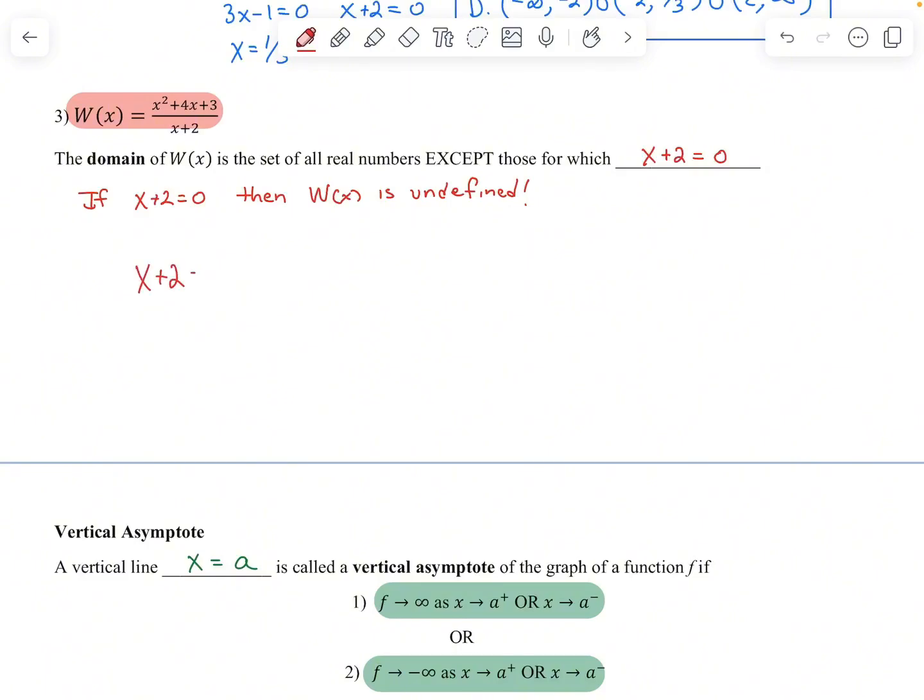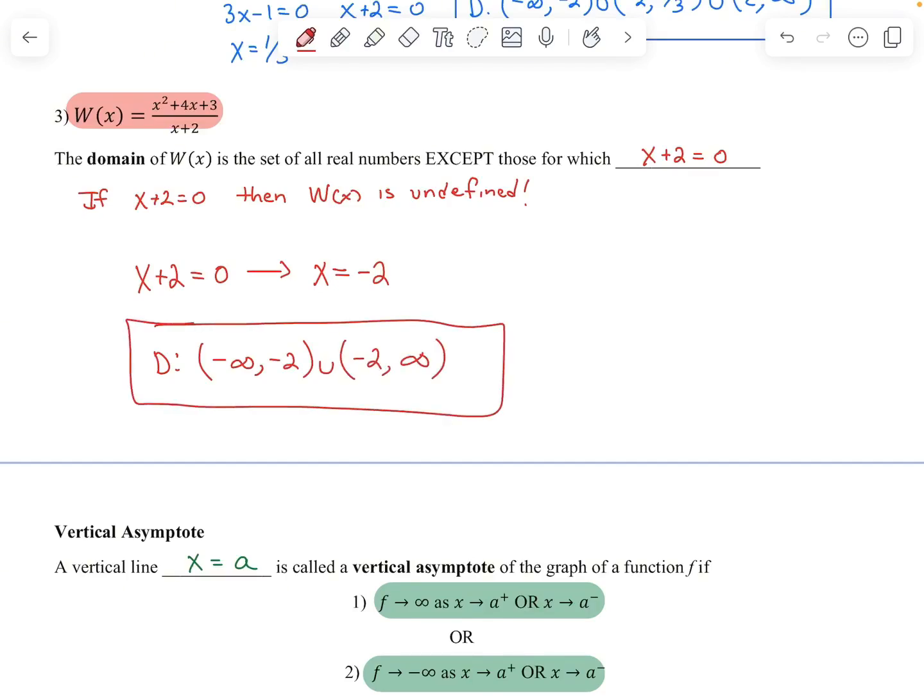So if x + 2 is equal to 0, this implies that x is equal to -2, which is not in the domain of w(x). So the domain in interval notation will be negative infinity to negative 2, union negative 2 to infinity. And we are done.